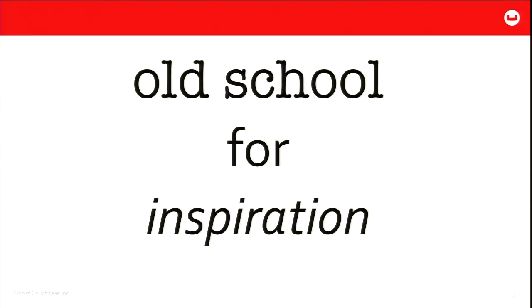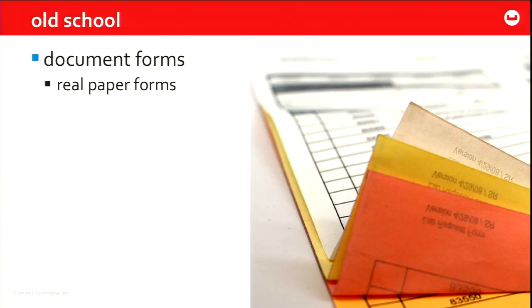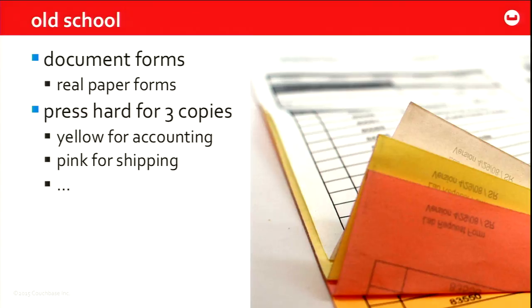One way to think about it is to start looking back at old school approaches for inspiration. And by old school, I don't mean relational databases, RDBMS, entity relational, fourth normal form kind of stuff. I mean something slightly older: old style paper document forms. These are the real paper documents that some of you might remember, where you had to write really hard, make sure you got all three copies, and you would send the yellow version to accounting, and shipping would get the pink version.